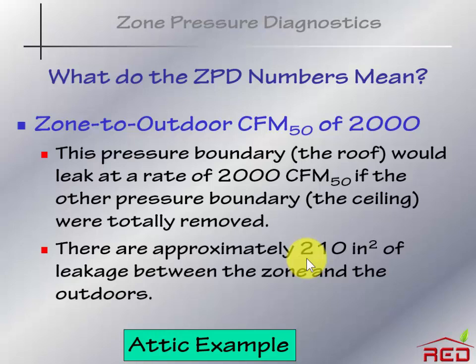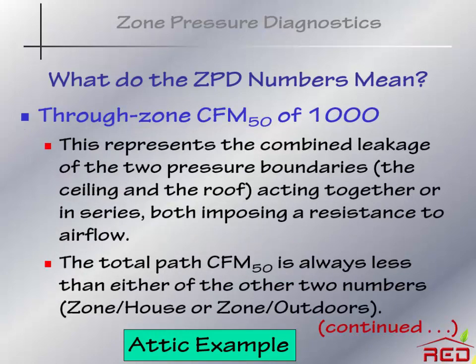We don't have to go measure it with a tape measure, but this would include the vents that are already in place, and it would also include any leakage in the soffits and things where there are not intentional vents. And then finally, the flow through the zone, the through zone flow, or the total path of 1,000, this represents the combined leakage of both pressure boundaries, the ceiling, gable ends and the roof acting together, or in other words in series. Both of these impose resistance to airflow.